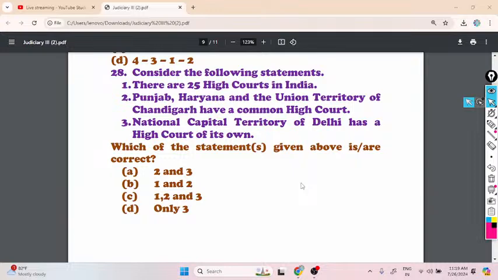For example, 4 states come under Guwahati High Court: Assam, Nagaland, Arunachal Pradesh and Mizoram. Earlier, Meghalaya was also there, but it got a separate High Court in 2013. Punjab, Haryana and a Union Territory have a common high court. Yes, it is correct. The National Capital Territory has its own high court. Yes. So 1, 2, 3 will be the answer.